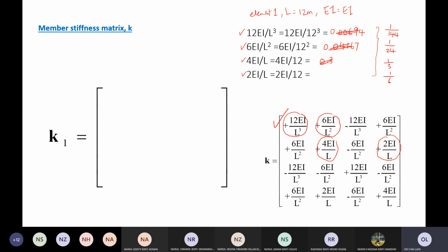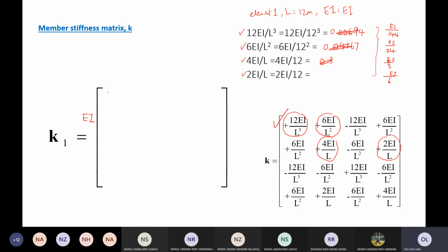Doctor, the EI value is constant, so can we just put it outside? Yes, you can put EI outside the matrix. Thank you for correcting this. There is an EI here.